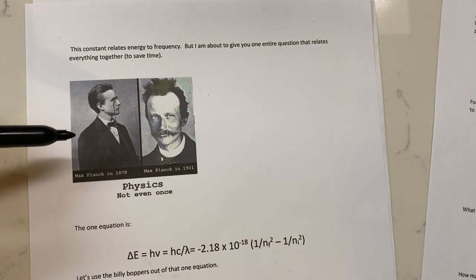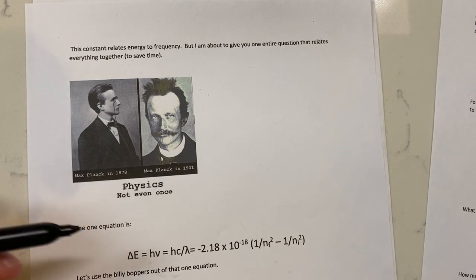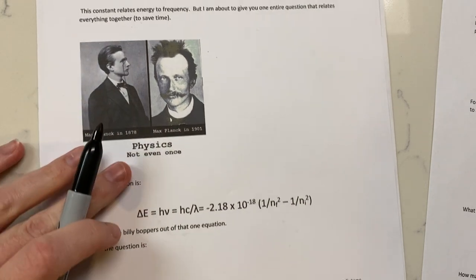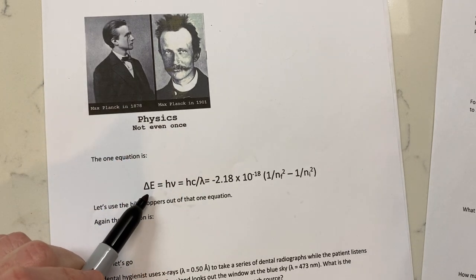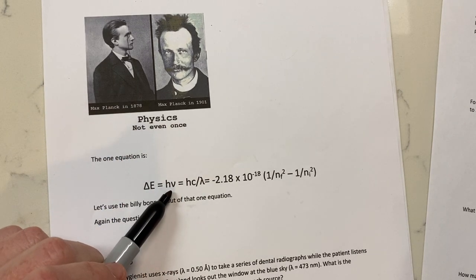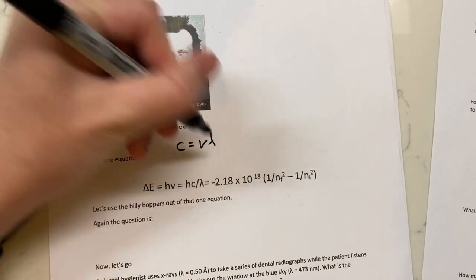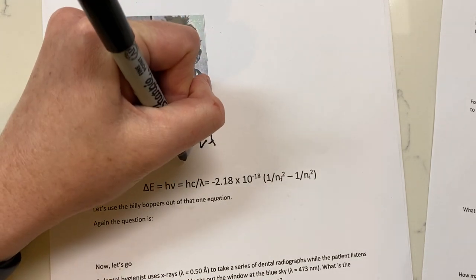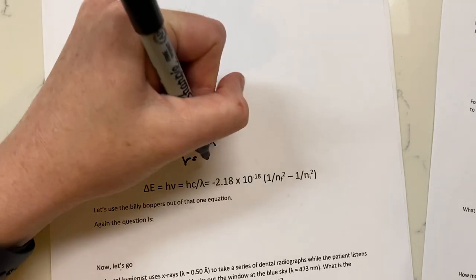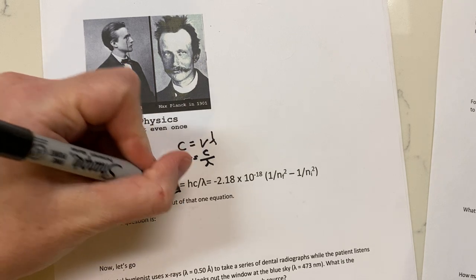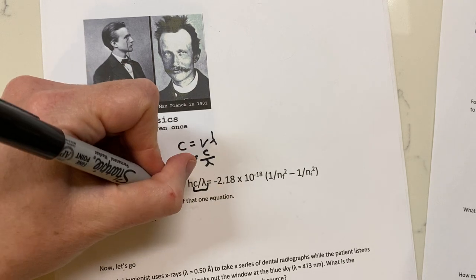So the way that we relate those things quantitatively is through Max Planck. And the equation that I want you to memorize is this one. It's the change in energy equals h nu. And we already know, because c equals nu times lambda, that nu must equal c over lambda. So essentially, I just replace nu here with c over lambda.